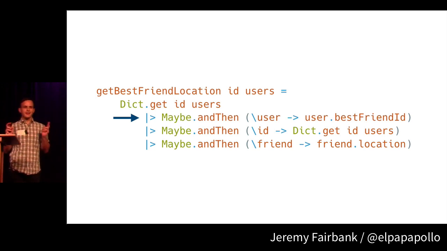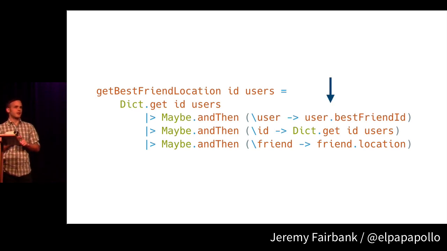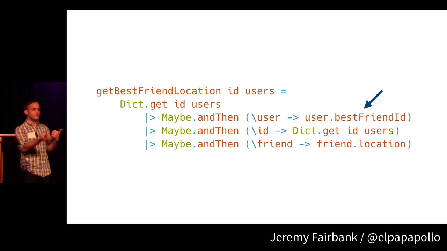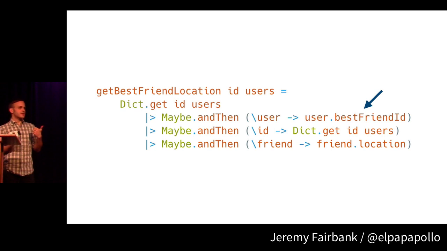So what this maybe and then function does is it's going to take another function as an argument, as well as the maybe value. In this case, we have maybe of a user. And what it's going to do is it's going to handle that pattern matching for you. It's going to detect if it's a just. It's going to use the function you provide. It's going to unwrap the user and provide it as an argument here. And then you can return whatever you want out of it. In this case, I want to return best friend ID, which happens to also be a maybe of an ID.